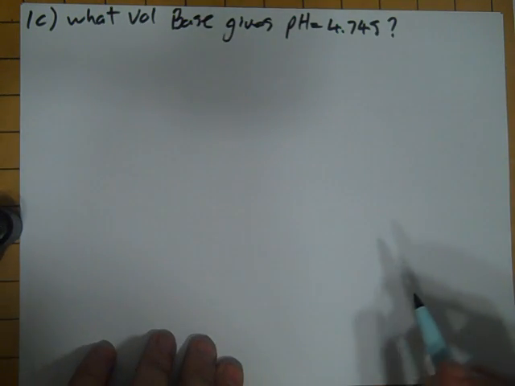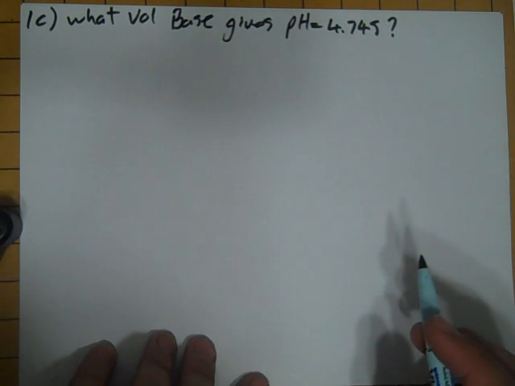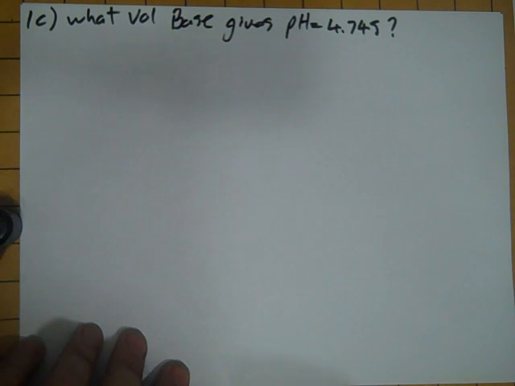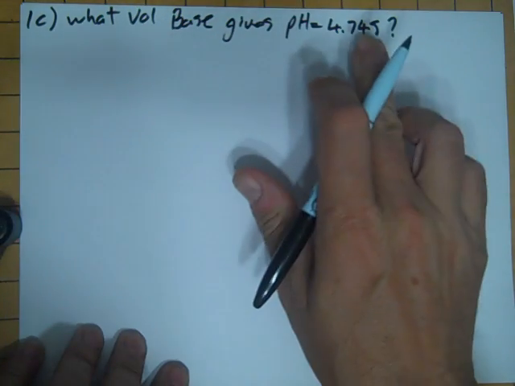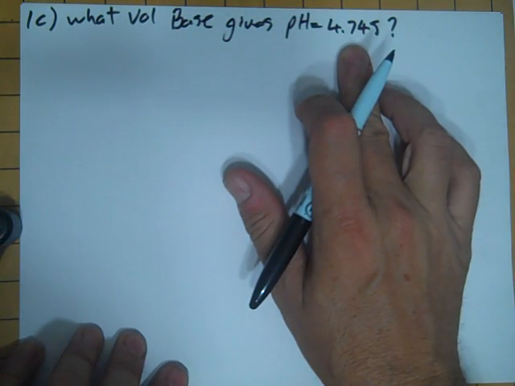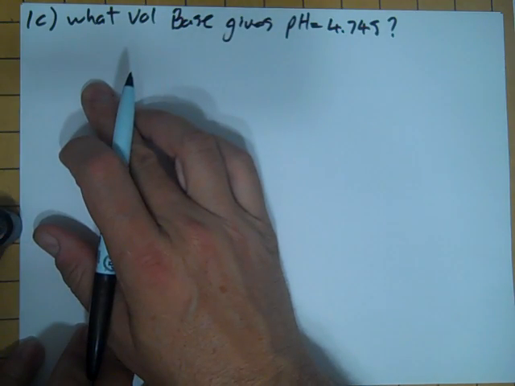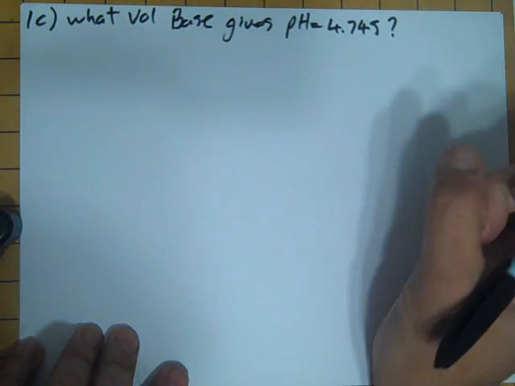Right, in part 1C, you need to find what volume of base gives you a certain pH, pH of 4.745. Now, initially this might seem to be a little bit hard to figure out, but when we look at our relationships, what we know, for example, we are somewhere along this curve. We are either in the buffering zone, or maybe we get all the way to the equivalence point.